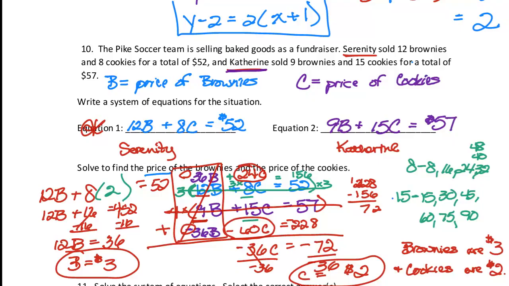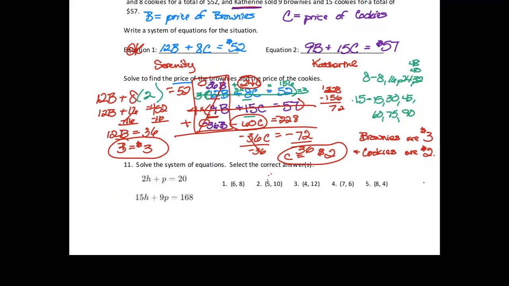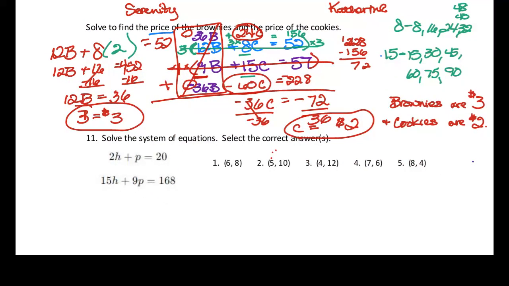No. Okay, so the hard part here is that your least common multiple was 36. That made it a little rough. All right. What about 11? Did we want to see 11? All right. So take a quick look at 11.